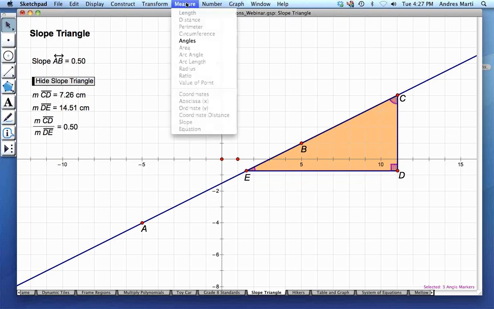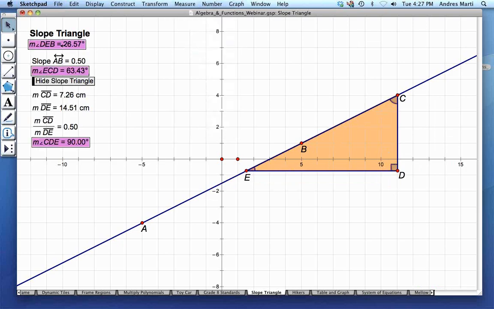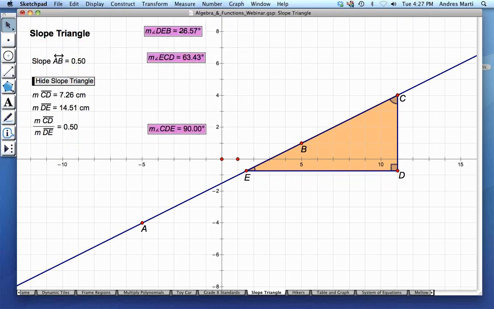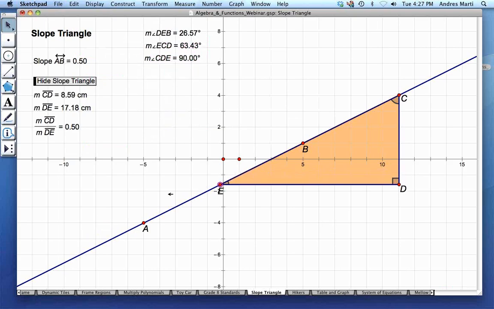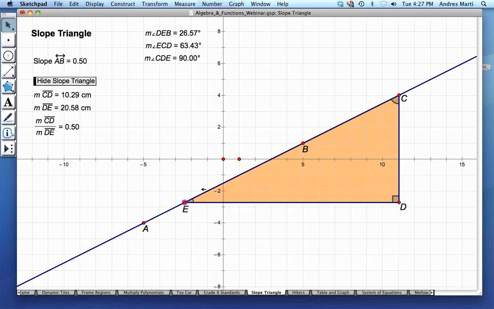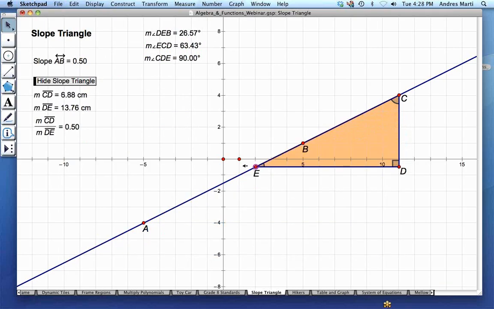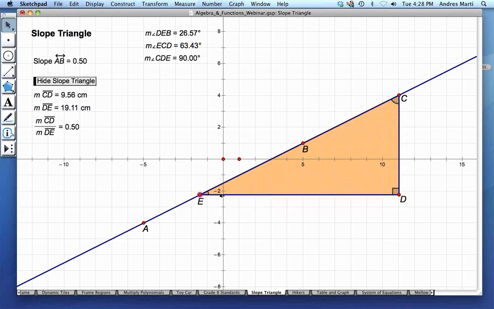Measurement evidence is not a proof, but for a lot of kids it's still pretty convincing to see that the numbers actually verify that. As I drag this around, those angles are not changing. So these triangles are just dilations of each other, bigger and smaller versions.